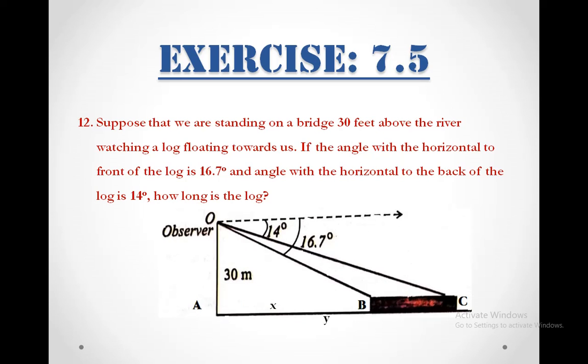We have the diagram according to the statement of the question. You can see the log length is represented by BC. The two angles as given in the statement, one is 14 degrees and the other one is 16.7 degrees, made with the two ends of this log. The height as given in the question is represented by AO and is 30 feet. We have distance AB denoted by X, whereas the total distance AC is represented by Y.